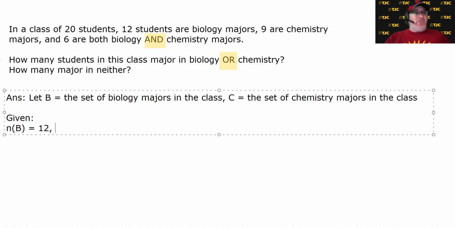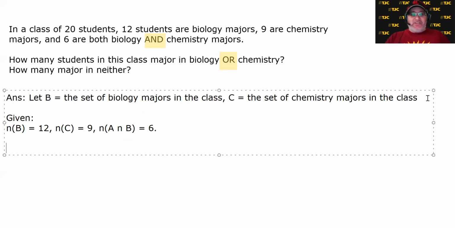What about the 9? What does that represent? Well, it's the number of chemistry majors, so it's the cardinality of set C. But what about the 6? When I say biology and chemistry major, that's the intersection. Remember, you belong to the intersection if you belong in the first circle and you belong in the second circle. So when they say there are 6 students who are both biology and chemistry majors, they're telling you that the cardinality of the intersection is 6.